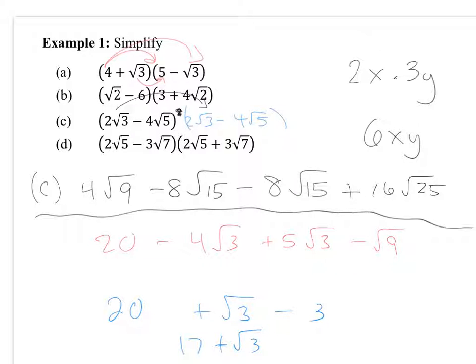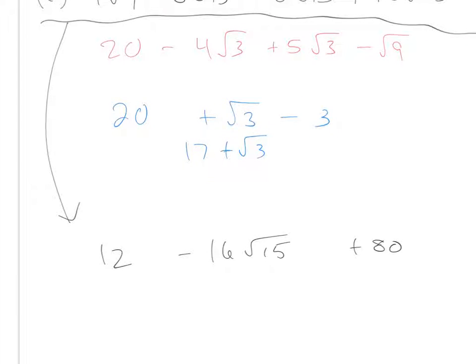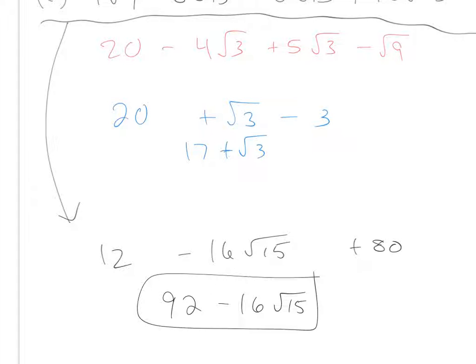Just reduce those, please. What do those look like reduced? I'll put it at the very bottom. 4 root 9 is going to be really 4 times 3, which is 12. 16 root 25 is 16 times 5, which is 80. So those two are done already on the outer parts. And then negative 8 root 15, negative 8 root 15 is negative 16 root 15. I'm doubling that value. So my answer becomes 12 and 80 gives me 92 minus 16 root 15.